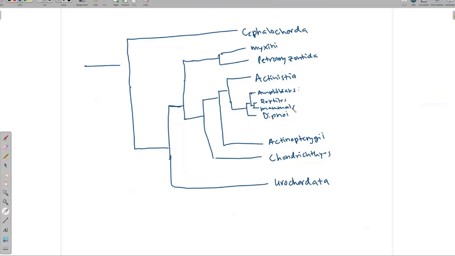So just to let you know, what I'm saying is that you can't go by the up and down order, because this is exactly the same thing I just drew. It just has another branching pattern. Okay.